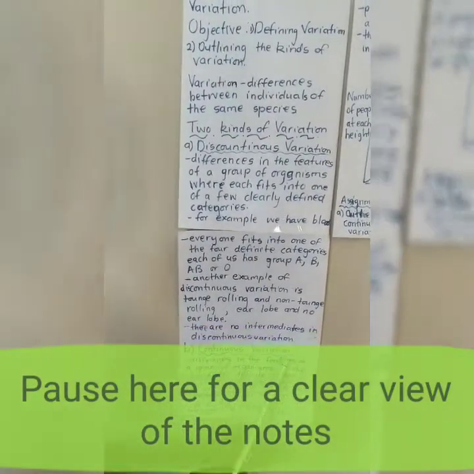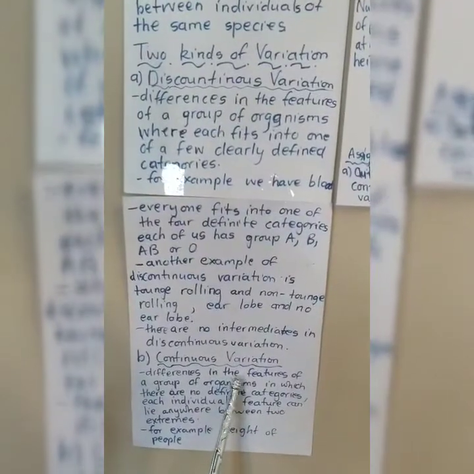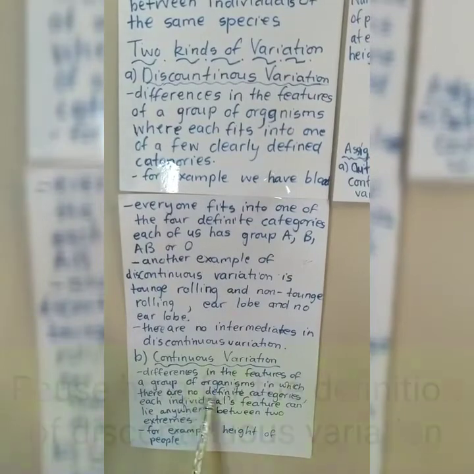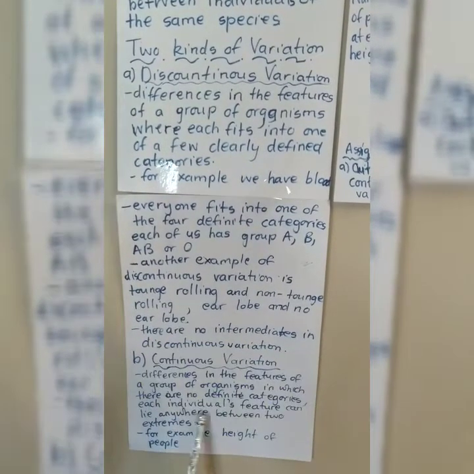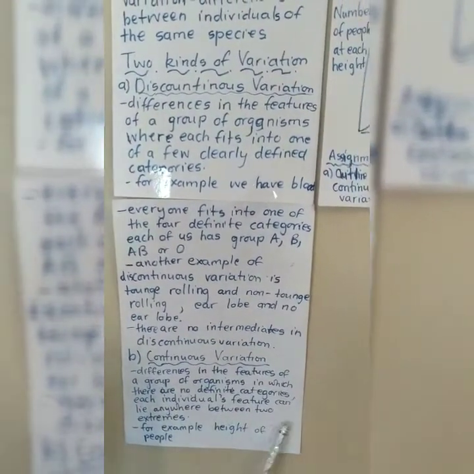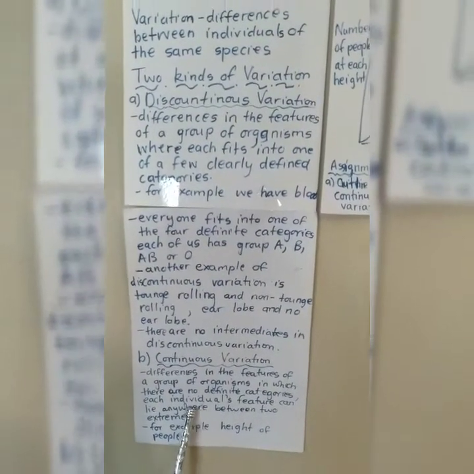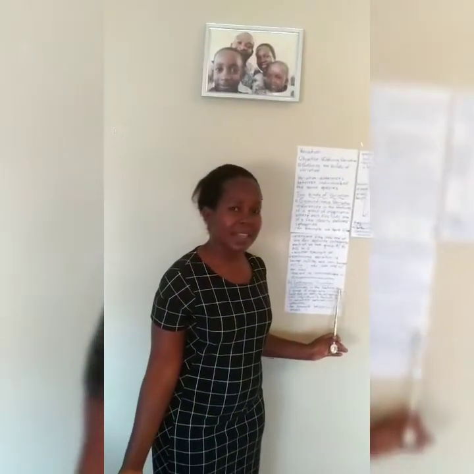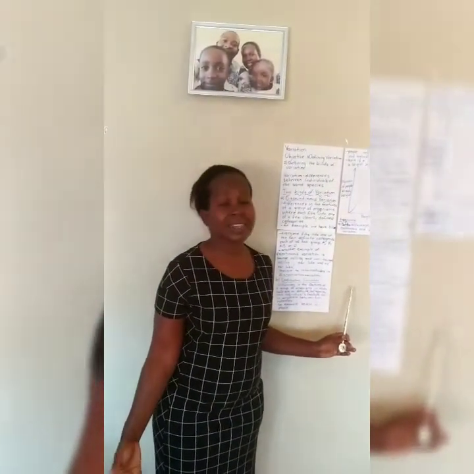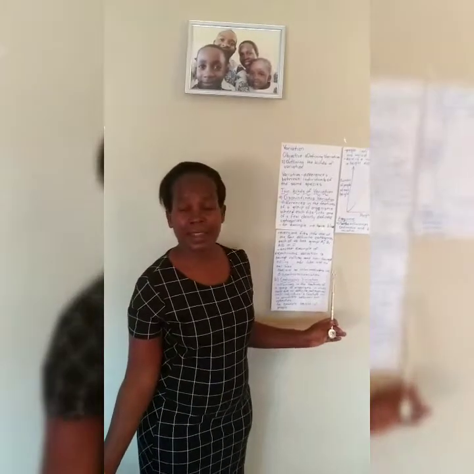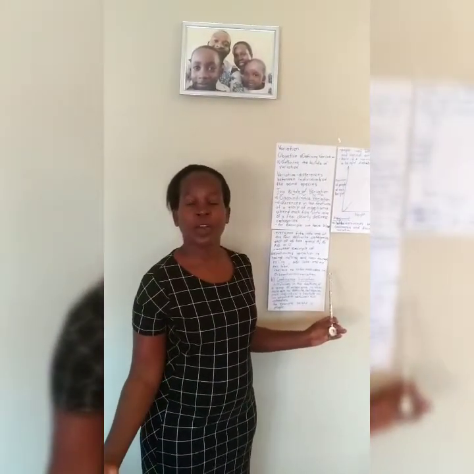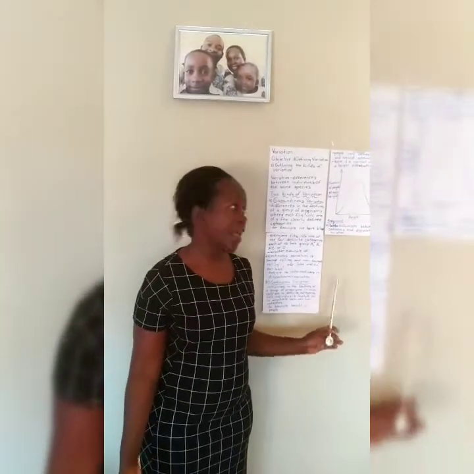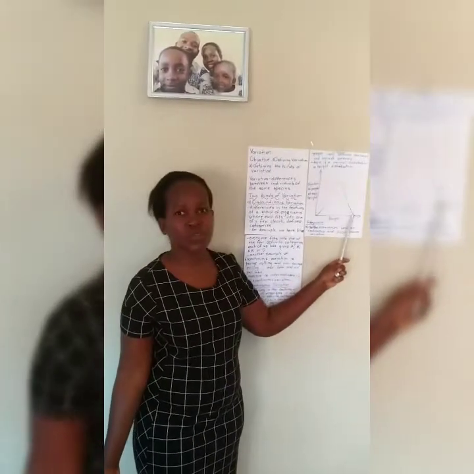And then we go to continuous variation. These are differences in the features of a group of organisms in which there are no definite categories. Each individual's feature can lie anywhere between two extremes. An example of continuous variation is height. Like we take an example of a human population in a certain area, we take note of those who fall between 1 meter and 2 meters, and we come up with a normal distribution curve.